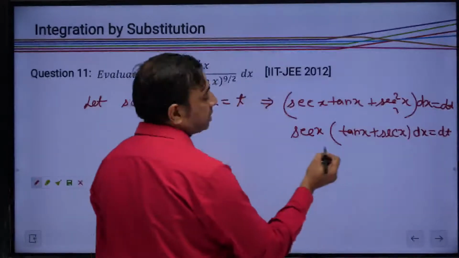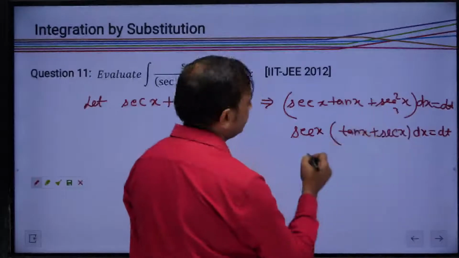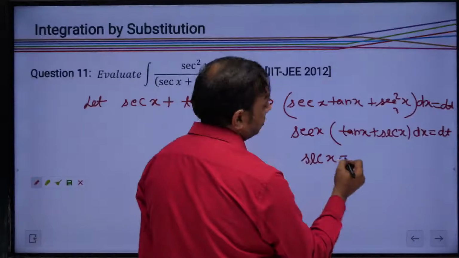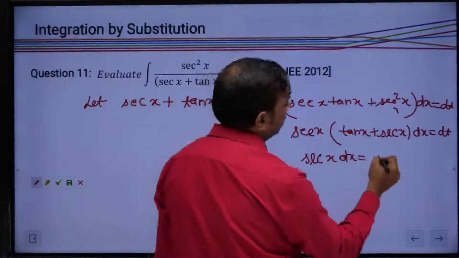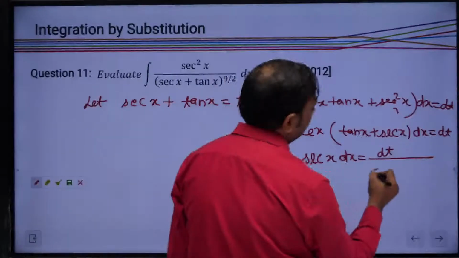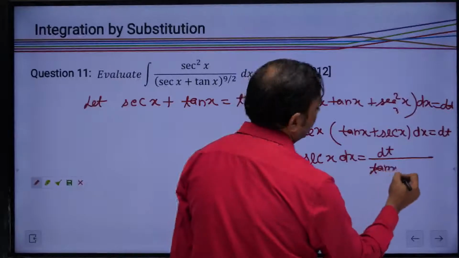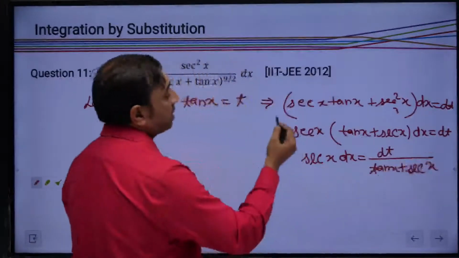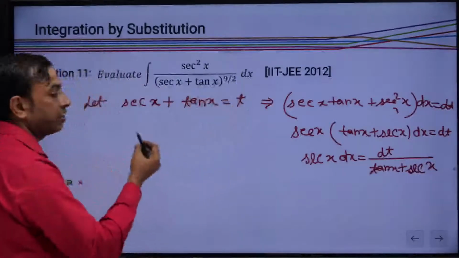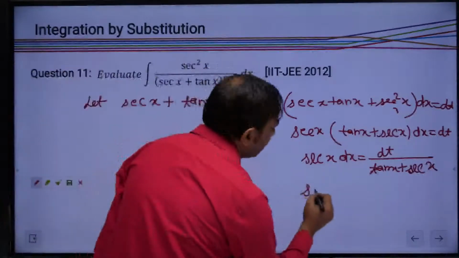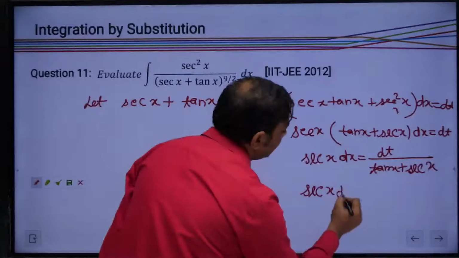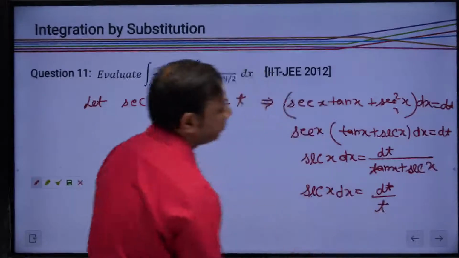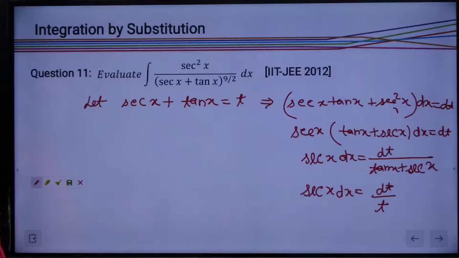Now in this case, this tan x and sec x I am taking to the right side, and we receive sec x dx equal dt upon tan x plus sec x, and this sec x plus tan x we have just assumed as t. So what we can do, we can write this sec x dx as dt upon t. This is the substitution we are going to use.